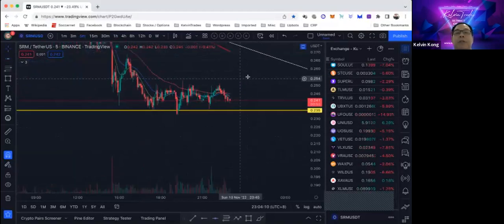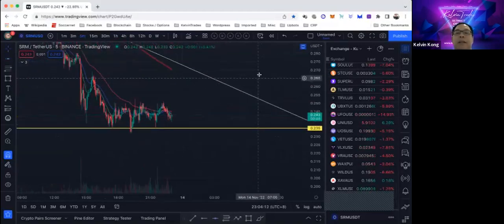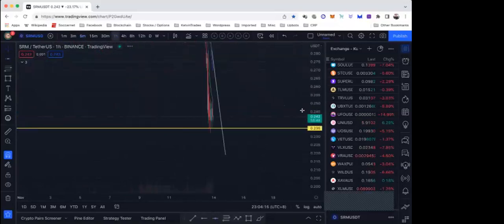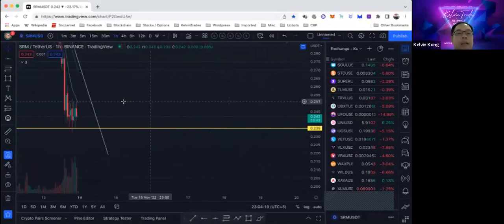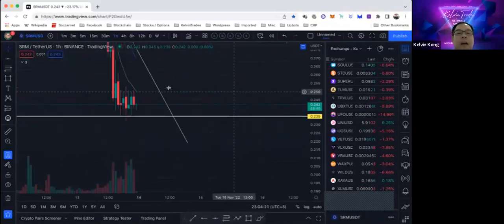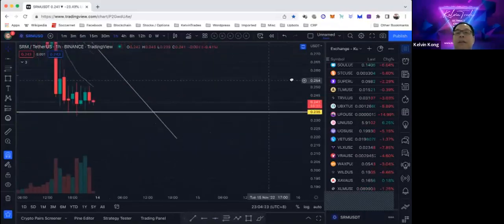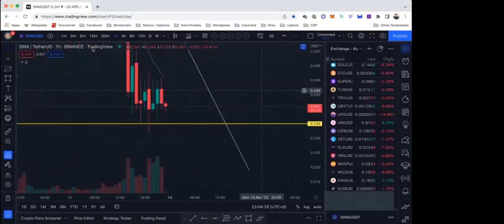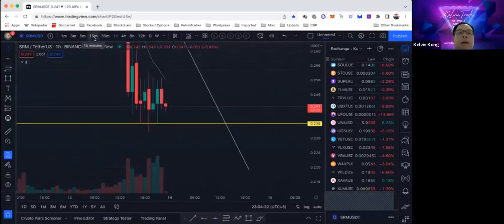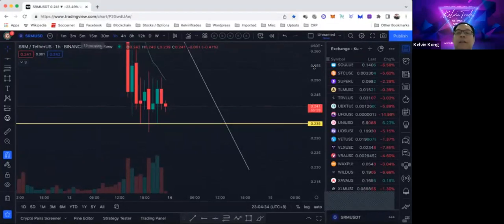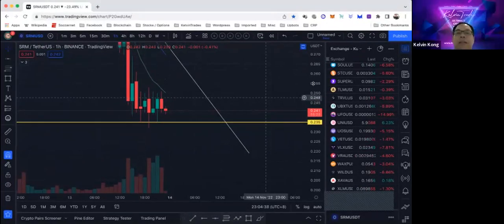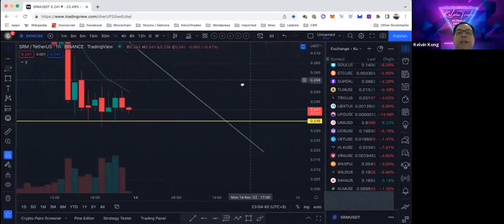Okay, so what should we do, ladies and gentlemen? Wait for it to touch the trend line, the resistance, and then short. Or wait for it to rebound from the support and go long. Or wait for it to break this support and short. You see, you guys all know. Congratulations.